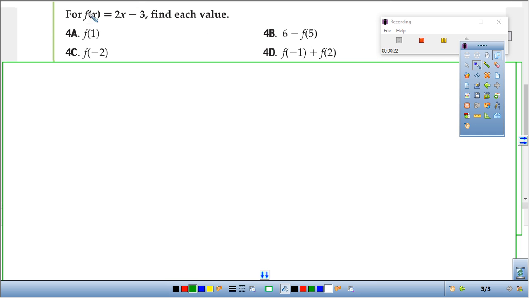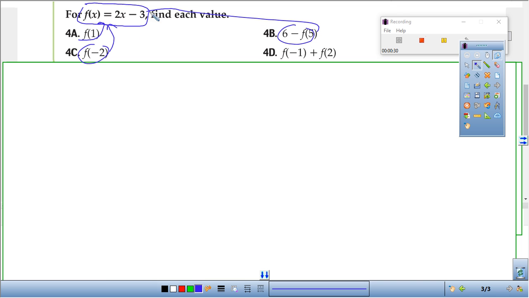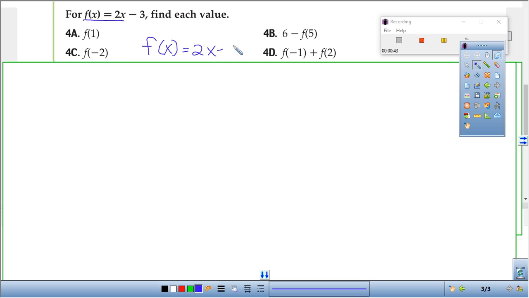Let's do this one, ready? So f of x, guys, for these problems, this f is referring to here. This one's referring to here. This one's referring to here. This is referring to here. Y'all see that? Make sure you understand that. F of x to us now is this: f of x is equal to 2x minus 3.